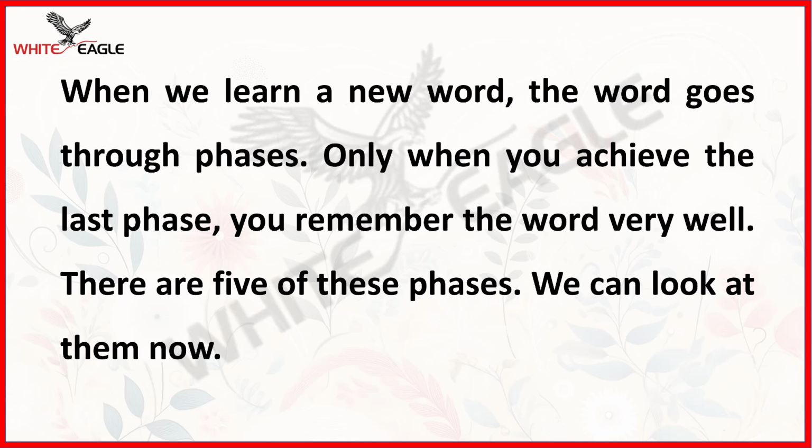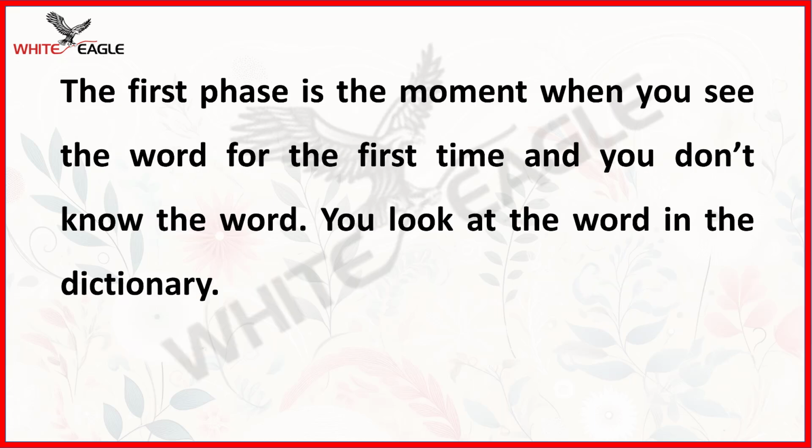When we learn a new word, the word goes through phases. Only when you achieve the last phase, you remember the word very well. There are 5 of these phases. We can look at them now. The first phase is the moment when you see the word for the first time and you don't know the word. You look at the word in the dictionary.